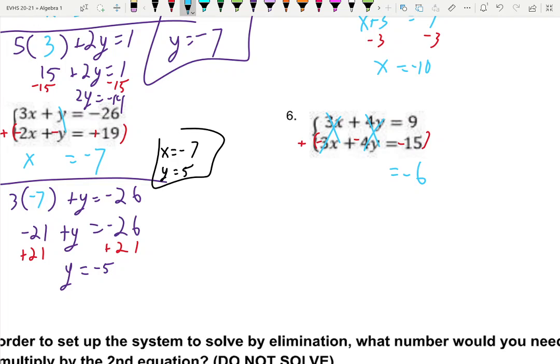Now, don't let this trip you up. This looks kind of weird at first, but realize when two things cancel out, it leaves you with a 0. So what I've literally got here is just 0 equals negative 6.